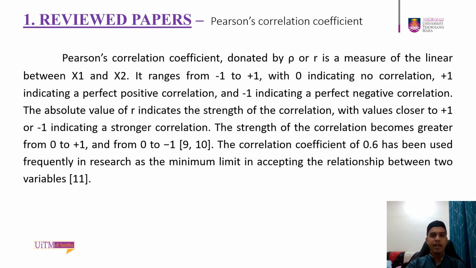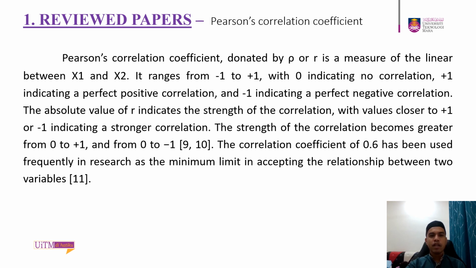Okay, next I will explain the review papers on Pearson's correlation coefficient. Pearson's correlation coefficient, denoted by rho or R, is a measure of the linear relationship between variables x1 and x2. It ranges from -1 to +1, with 0 indicating no correlation, +1 indicating a perfect positive correlation, and -1 indicating a perfect negative correlation.